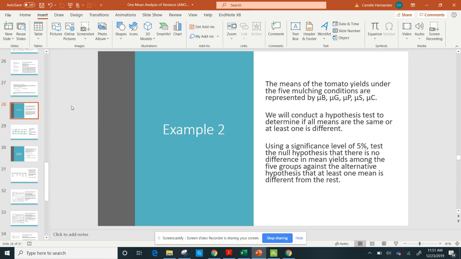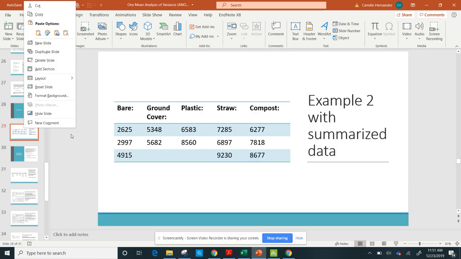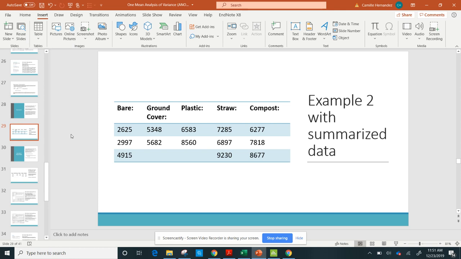Test the null hypothesis that there is no difference in the mean yields among the 5 groups against the alternate hypothesis that at least one mean is different from the rest. Okay, so this one gives you your null and your alternative. And let's look at the data. So here's your data, and it's put in summarized.